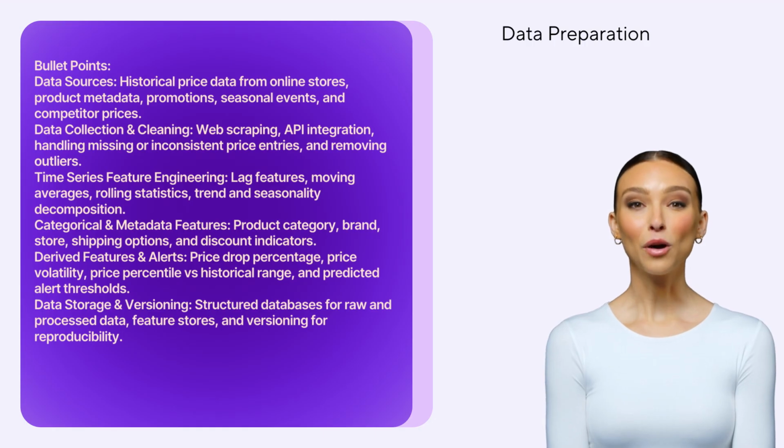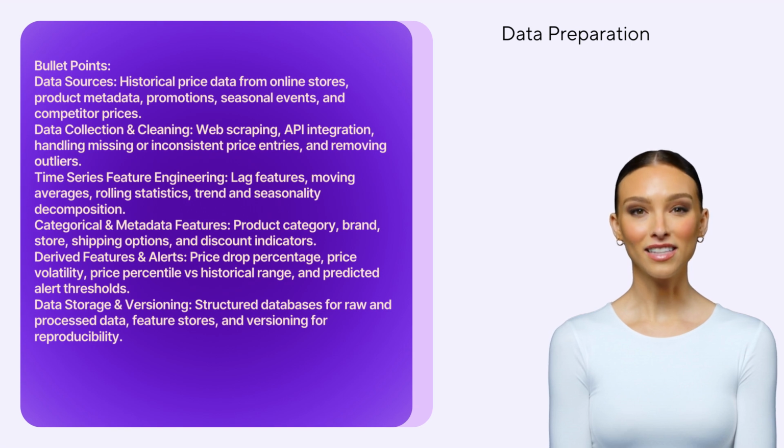6. Data storage and versioning. Finally, storing both raw and processed data is critical. Structured databases or data warehouses are used for storage, while feature stores ensure reproducibility and consistency across experiments. Versioning ensures that the same features used for training are available during inference, preventing inconsistencies and enabling robust retraining pipelines.